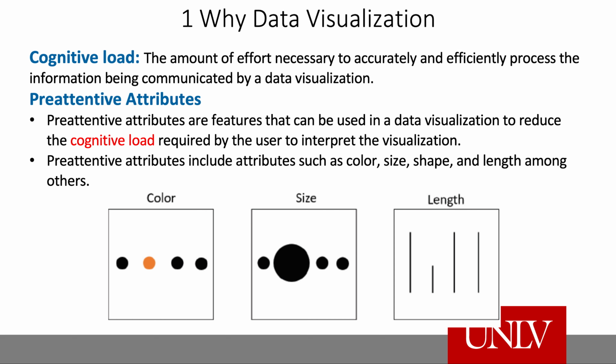Size can also be used, but people are not very good at judging differences in two-dimensional area. This is why it must be applied consciously. Length, on the other hand, is one of the most effective tools. It's easy for us to compare line lengths or bar heights, which is why bar and column charts are often better than pie charts. So in short, by using pre-attentive attributes wisely, we can make our visualizations easier, faster, and clearer to understand.